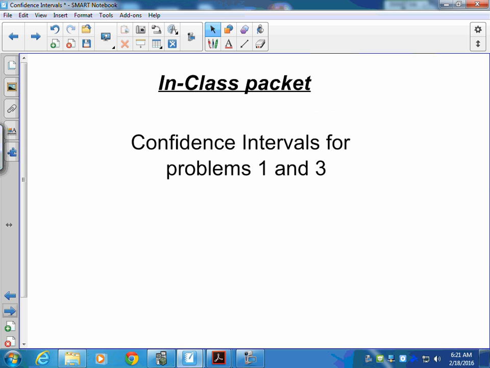Okay, now for your in-class packet, okay, we're going through doing a little bit of review. Okay, in this packet, there's multiple problems. In problems 1 and 3, you're going to work with the confidence interval portions of those problems. So you're going to have 1 1-sample and 1 2-sample situations.